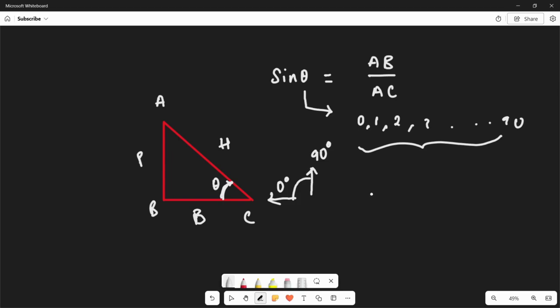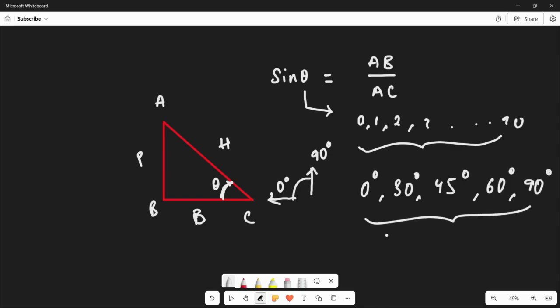So what are those standard angles? Those are specifically 0 degrees, 30 degrees, 45 degrees, 60 degrees, and 90 degrees. These are the five angles whose values are known to us, or taught in this chapter, and we need to use these values to solve the questions which we will get in our exercises. Now let us discuss the values of these angles at various trigonometric ratios.